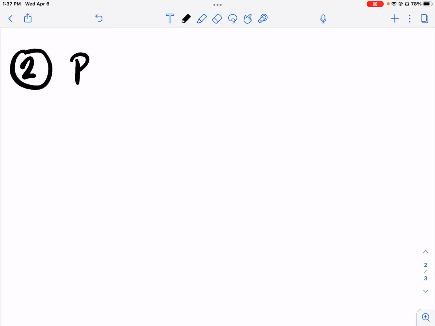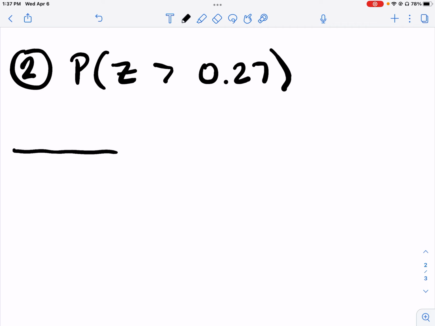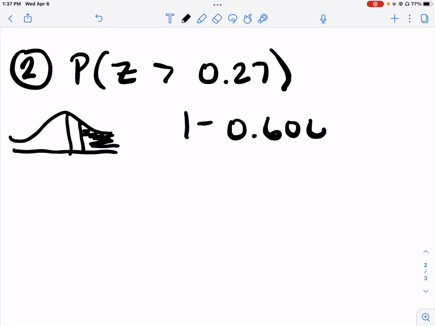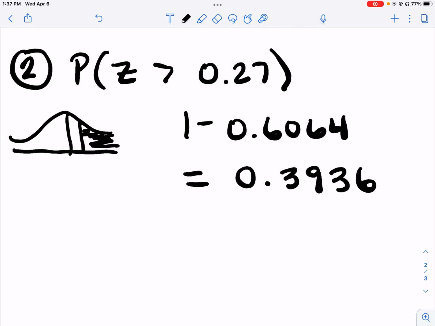Number 2, the probability z is greater than 0.27 is the right area. The chart gives us the left area, so we're going to look up 0.27 and do 1 minus, because the whole area is 1. Okay, the whole area is 1.